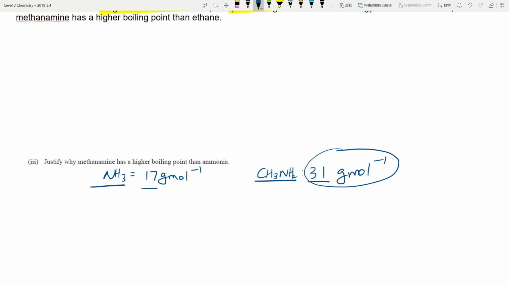So I think it's a little bit nasty that they didn't give you the molar masses. I mean, they could have done that in the resource sheet. I haven't seen the resource sheet, but hopefully it's obvious enough that CH3NH2 is a bigger molecule. Or you can just memorize the molar masses, because I use them too often.